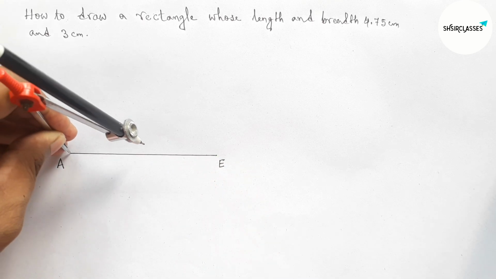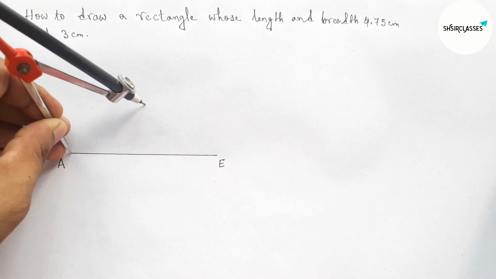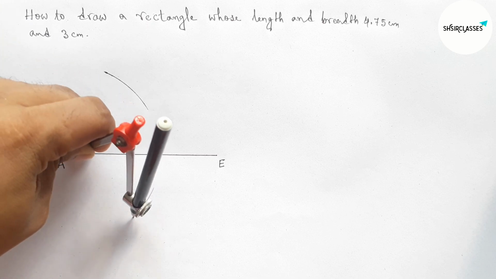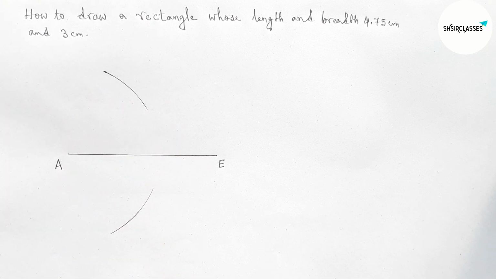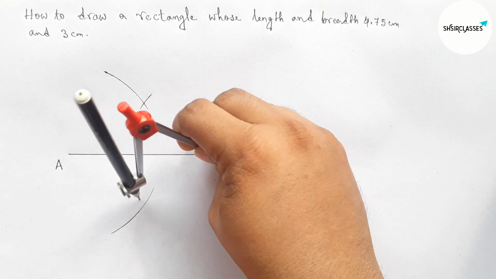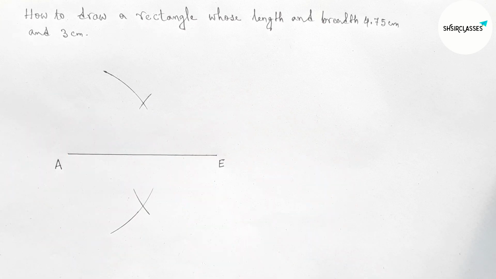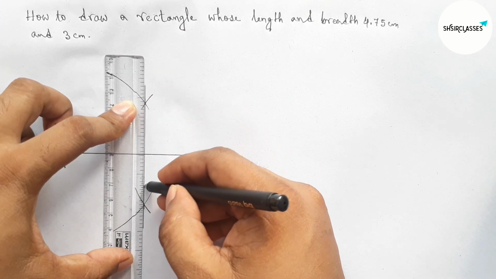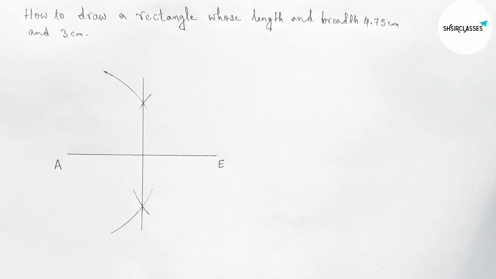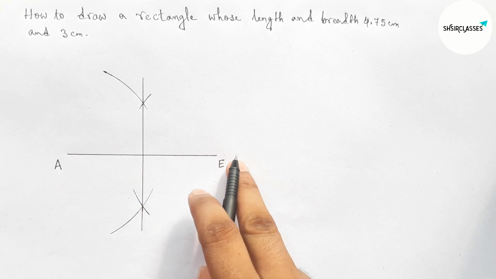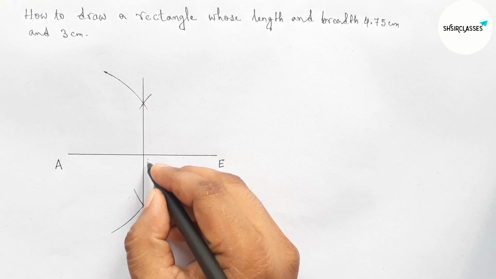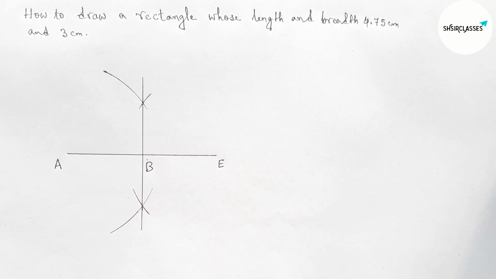Next, bisecting the line AE, so taking greater than half of AE and drawing arcs this way. Now putting the compass on the point E and cutting here and here. So now joining these, which bisects the line AE at a point, so taking here point B.